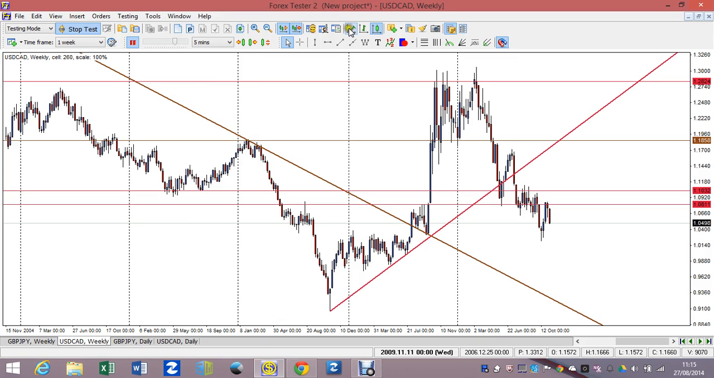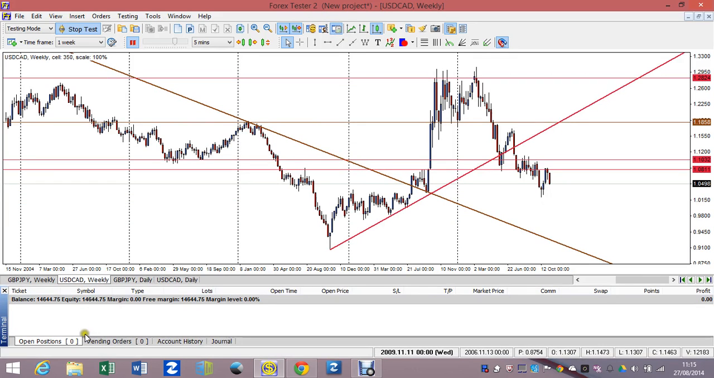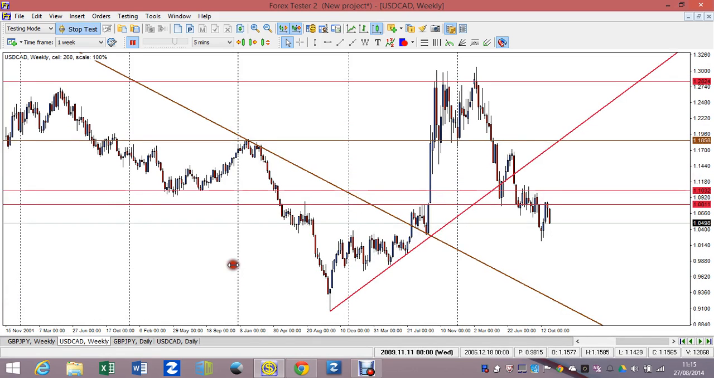We did have a bit of drawdown to begin with. That's to be expected. But something also to bear in mind is that I was using a position size that was probably too big for the account equity. So our drawdown would have been less, and also the overall profit would have been less.